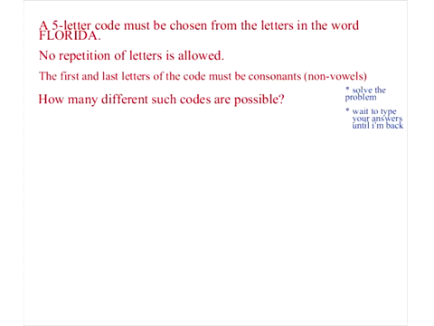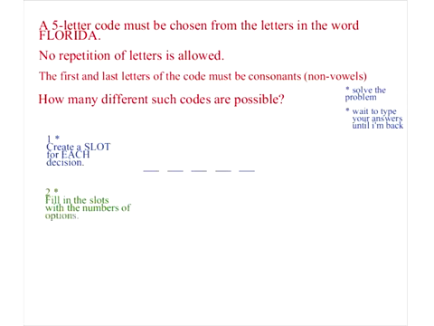Okay, again, step 1 was to create a slot for each decision. Okay, here are the slots. 1 slot for each decision, 5 decisions. Then you have to fill in the slots with the numbers of options. Okay, and I'm going to go ahead and make 2 sets of slots because I'm going to illustrate the wrong way to do this, and I'm going to illustrate the right way to do it.